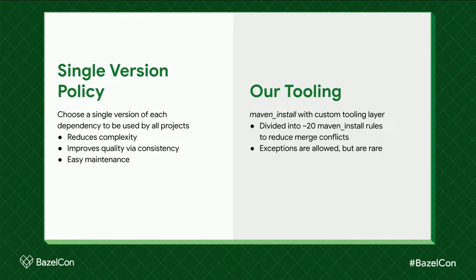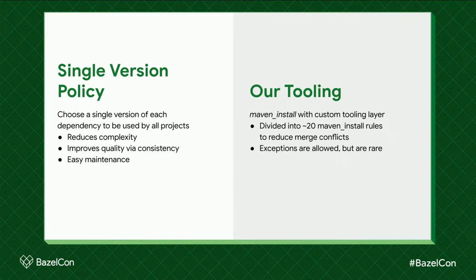And so we implemented it, and we had a single Maven install rule that we had all of our dependencies in, and that would generate a lock file. That worked fine until we got to about 500 dependencies. Then we started having a lot of merge conflicts, so developers were starting to complain to us that, hey, I can't get my PR through because I keep having a conflict in the lock file. And so at that point we had to split our Maven install rule up into about 20 or 30 now, and we have lock files for each of those smaller rules.